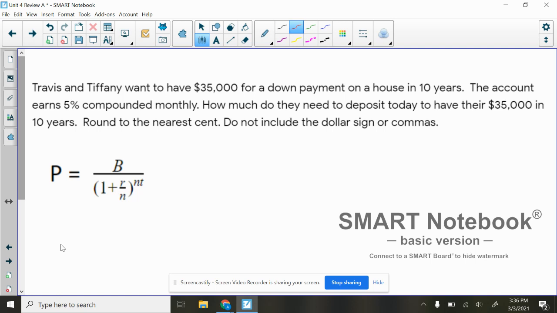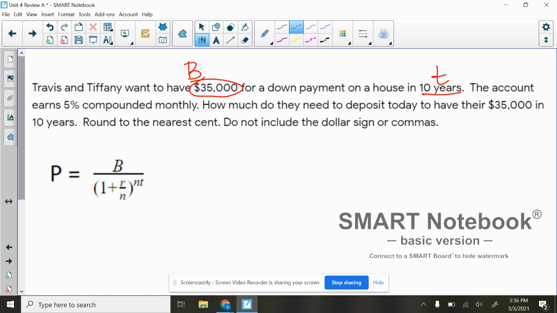Taking a look at this one about Travis and Tiffany. Travis and Tiffany want to have $35,000 for a down payment on a house in 10 years. So this is going to be the account balance that they want, not my P value, but my B value. And the time value is going to be 10 years here.